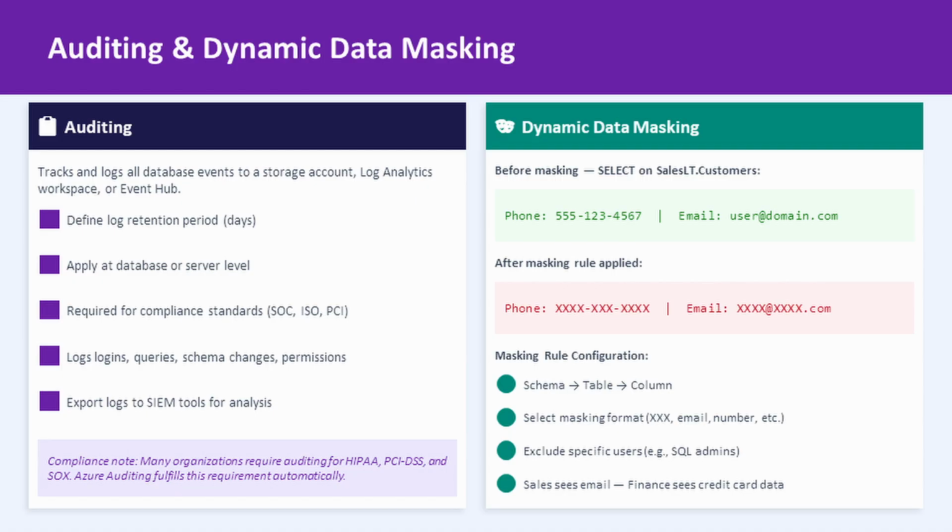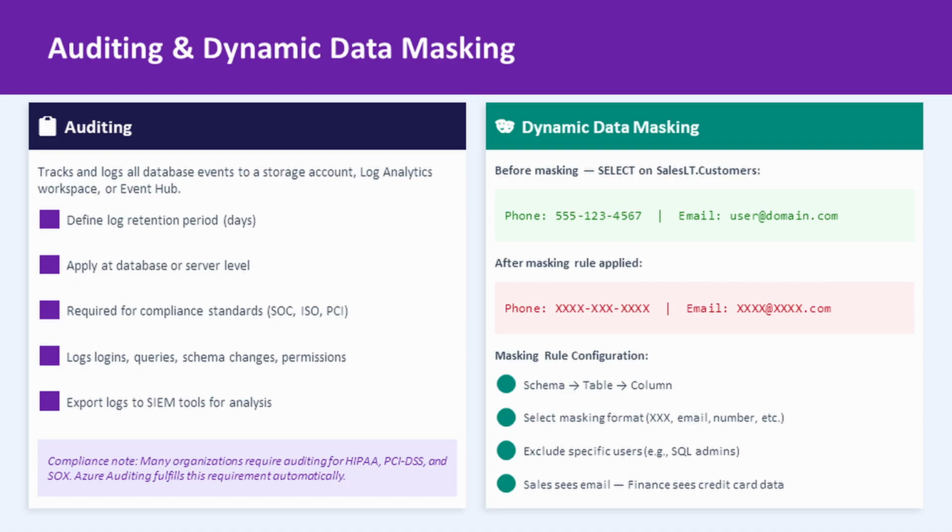You can define how long to retain the logs, the retention period, and you can enable auditing at either the database level or the server level. Server-level auditing applies to all current and future databases on that server, which is typically the more efficient choice in production environments. Auditing is not just a nice-to-have feature. For many organizations, it is a hard compliance requirement. Standards like SOC 2, ISO 27001, PCI DSS, and HIPAA all require organizations to maintain logs of access to sensitive systems and data. Azure Auditing fulfills this requirement automatically once enabled.